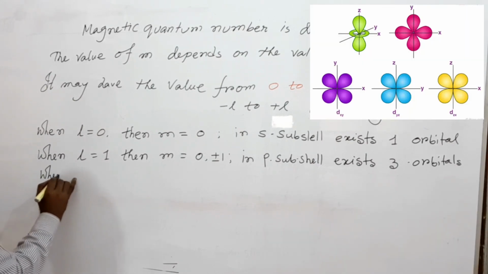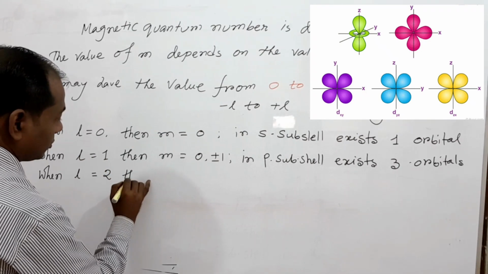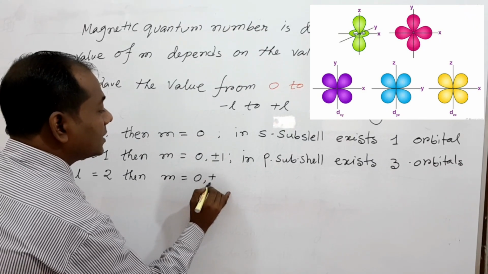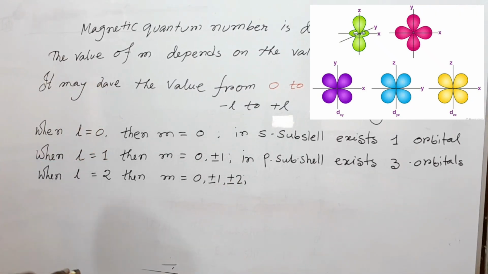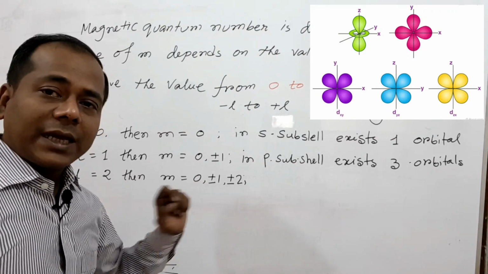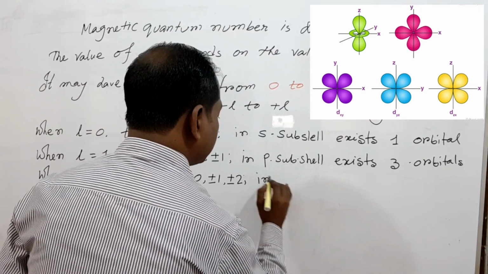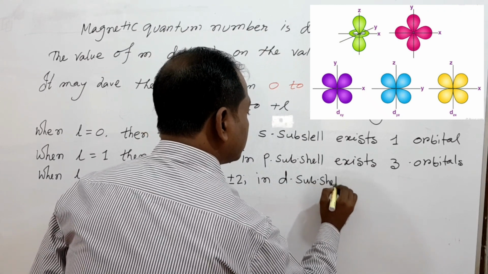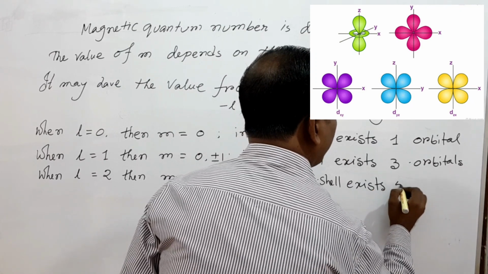When L equal to 2, then M equal to 0 plus minus 1 plus minus 2. That means minus 2, minus 1, 0, plus 1, plus 2. So, we get in D subshell exists 5 orbitals.